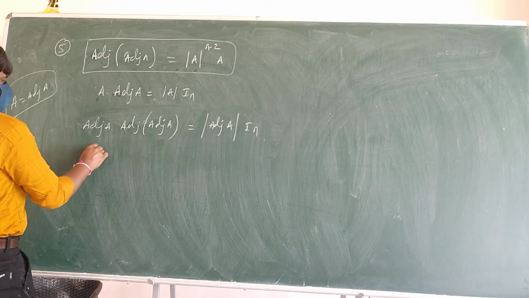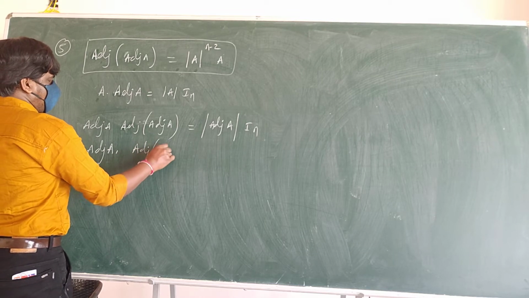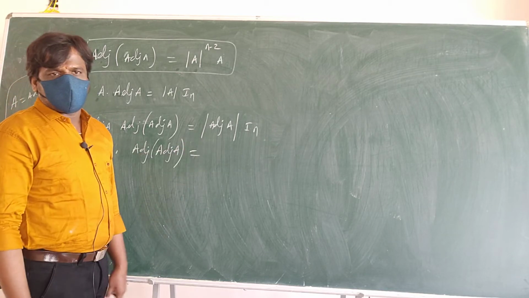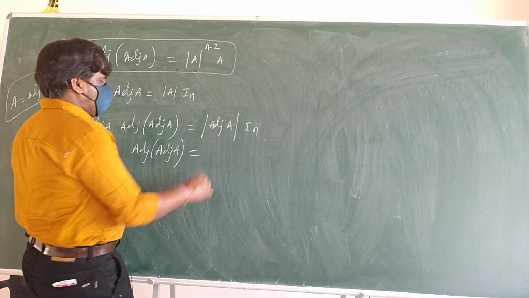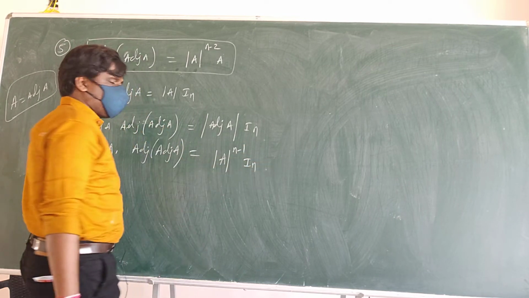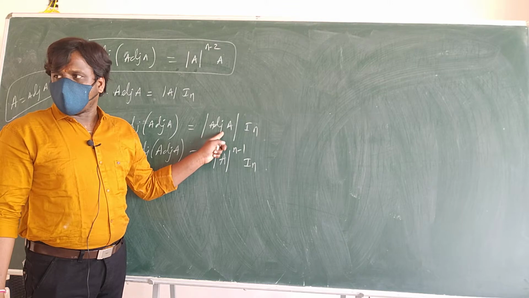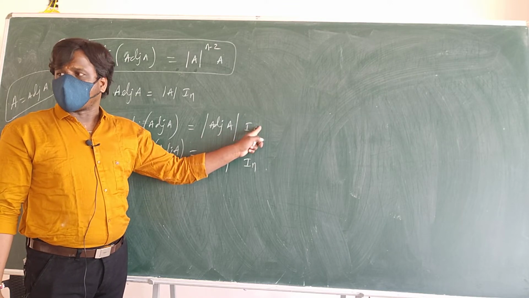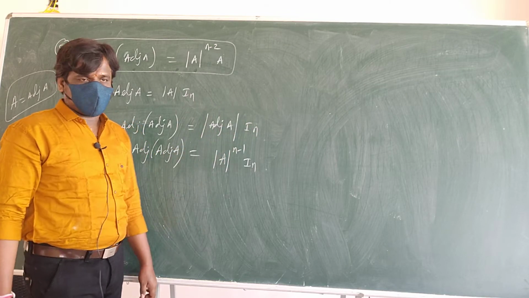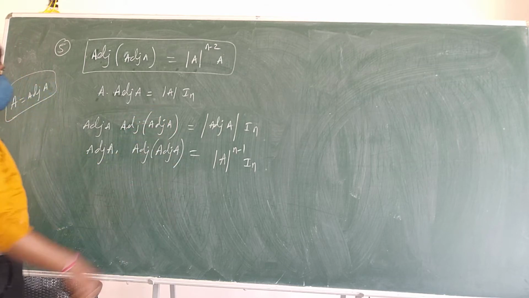So here I got adjoint of A into adjoint of adjoint A is equal to, by this formula, determinant of A whole power n minus 1 into In. Because determinant is a scalar and this is a matrix, I should write In only there. If it is a matrix, then I will remove In. So I need to remove this adjoint A, because adjoint of adjoint A is required for me.